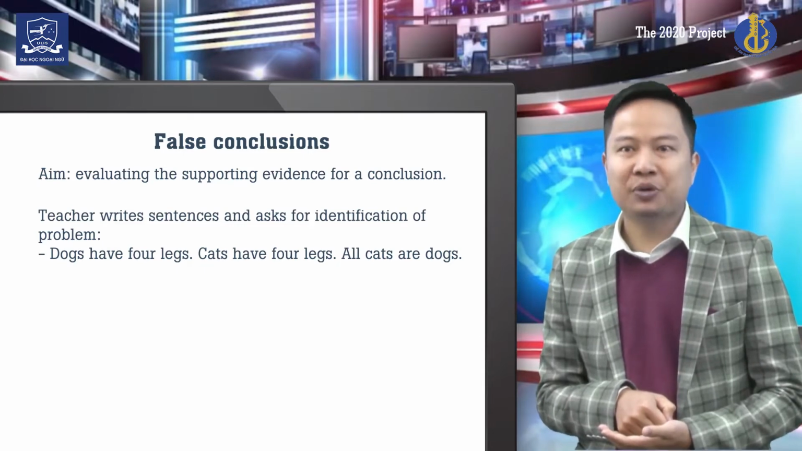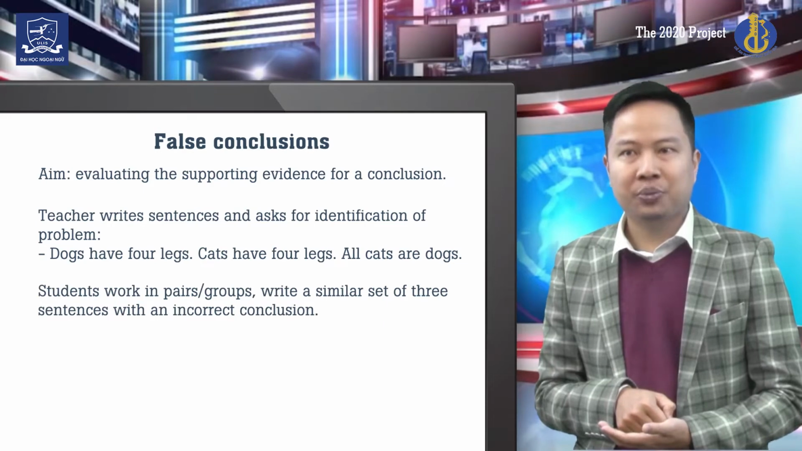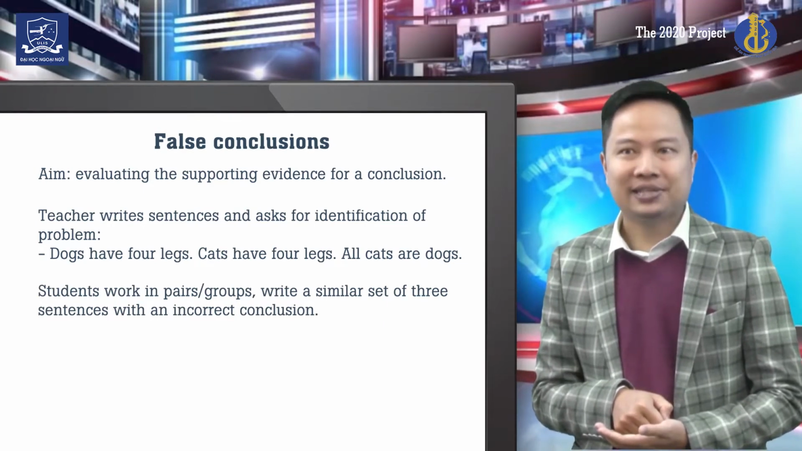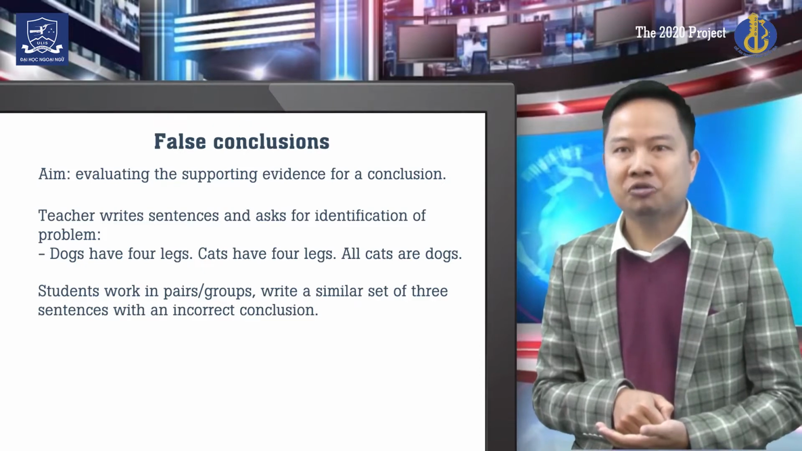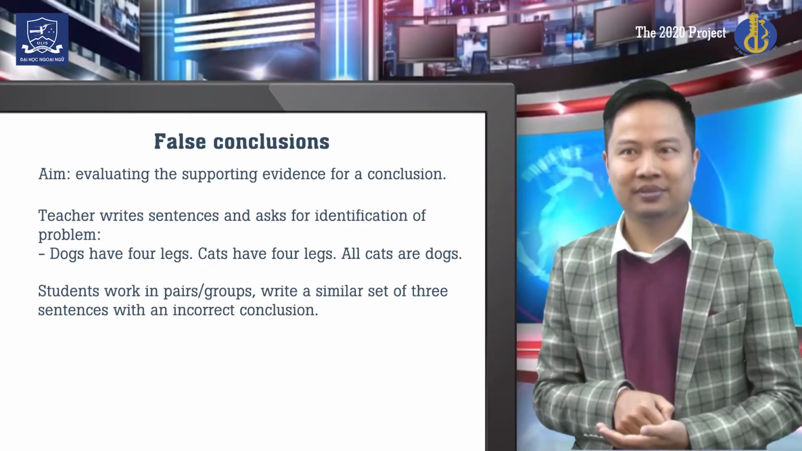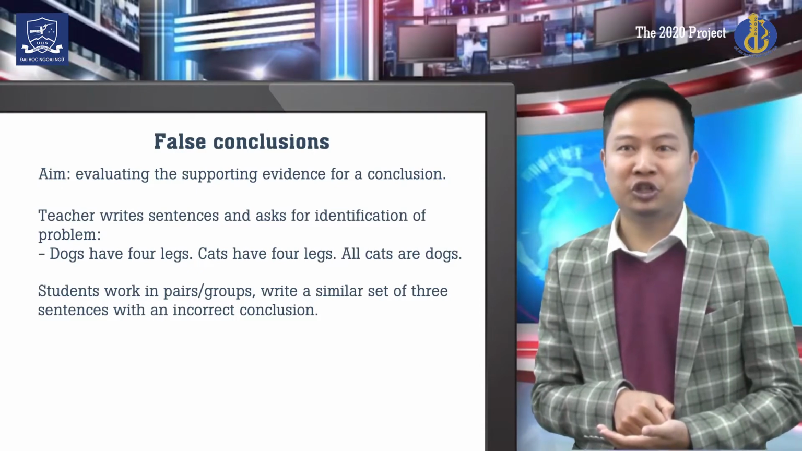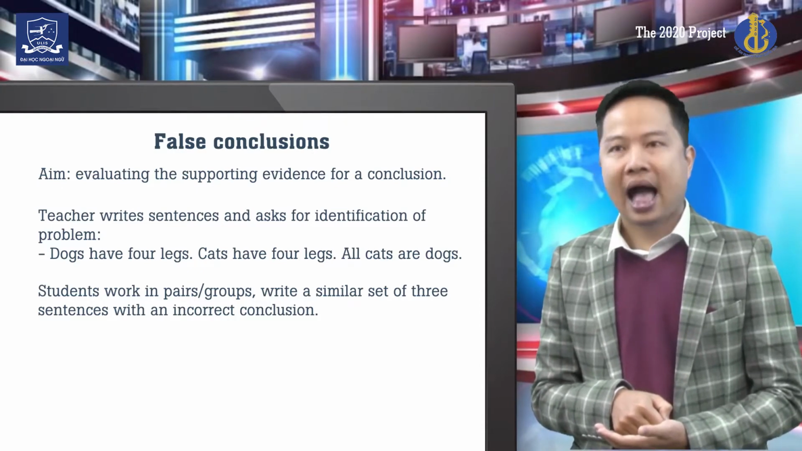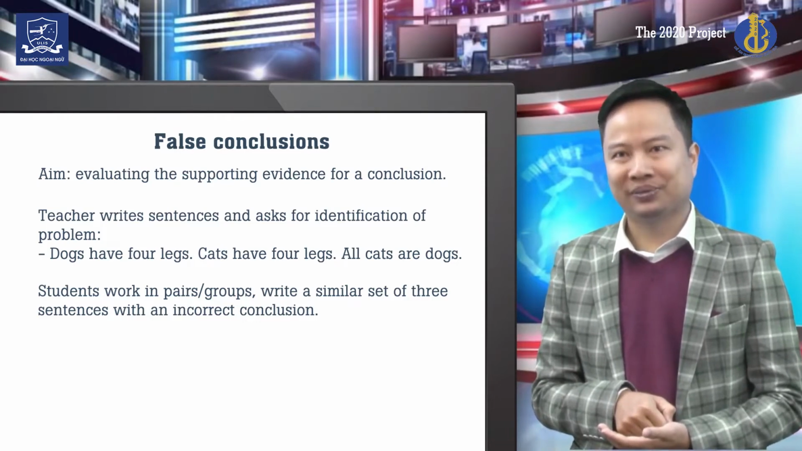What mistake is the speaker making? Then students are put into pairs or groups, and they have to write a similar set of 3 sentences with an incorrect conclusion. This should be a fun activity which allows students to use their imagination. Afterwards, they read aloud their full conclusions.